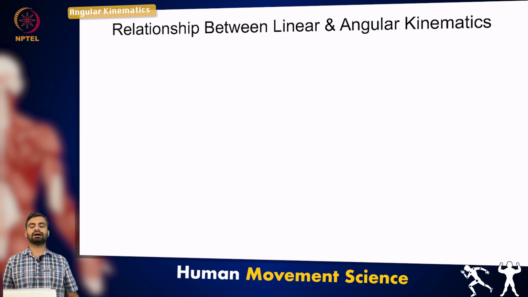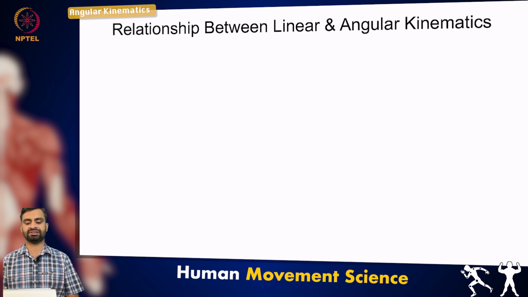So now another thing, since we are discussing both linear and angular kinematics, and in our previous discussion we already know, in a general motion, or the motion which happens in day-to-day life, we have both linear and angular motion. So general motion is always a combination of linear and angular motion.